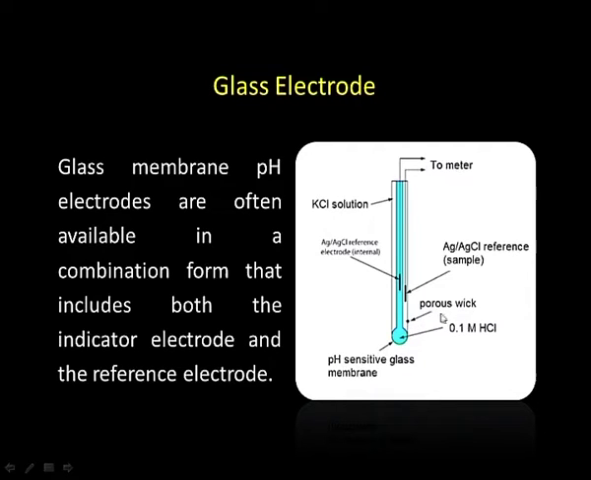Glass membrane pH electrodes are often available in a combination form that includes both the indicator electrode and the reference electrode. So, you can see here we have the reference electrode present here and this is the internal electrode or indicator electrode, which is present in the same electrode. Now, if we look at a solid state electrode, we see here we have a membrane at the bottom, internal solution of analyte, and a silver chloride reference electrode, which are filled in a plastic cylinder, and the wire is going to the meter.